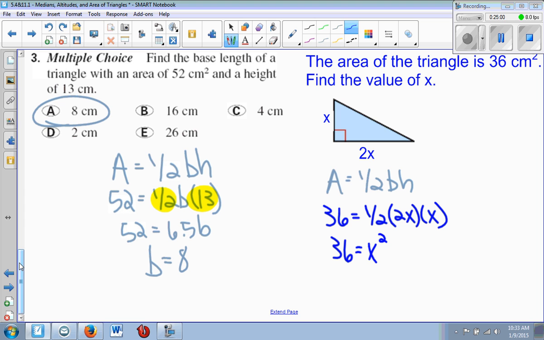Remember that from Algebra 1: x times x is x squared. So all I have to do then to solve for x is take the square root, and the square root of 36 is just 6.